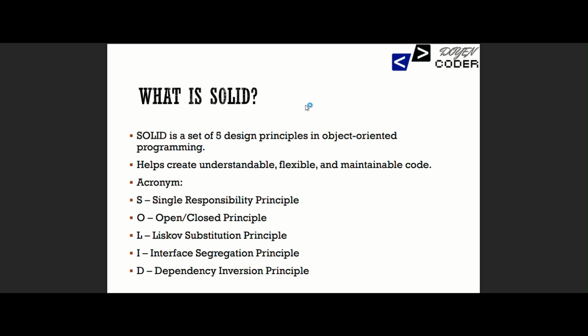The acronym is: S for single responsibility principle, O for open close principle, L for Liskov substitution principle, I for interface segregation principle, and D for dependency inversion principle. Okay, these are the 5 principles and these are the acronyms for SOLID. Let's go through each and every acronym. S stands for single responsibility principle. Let me go to that one.